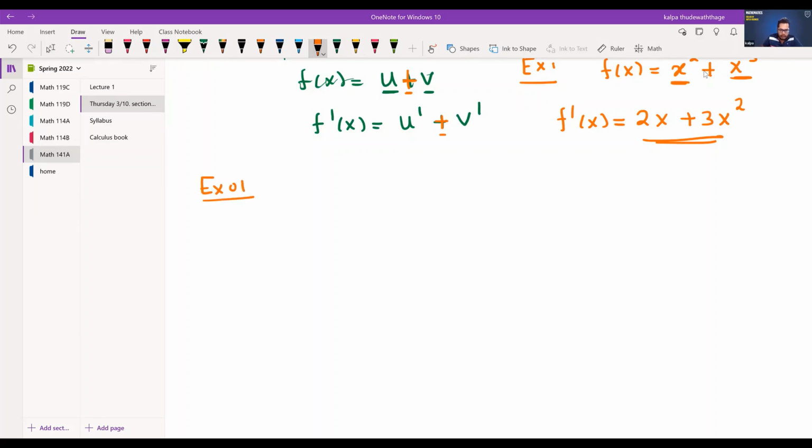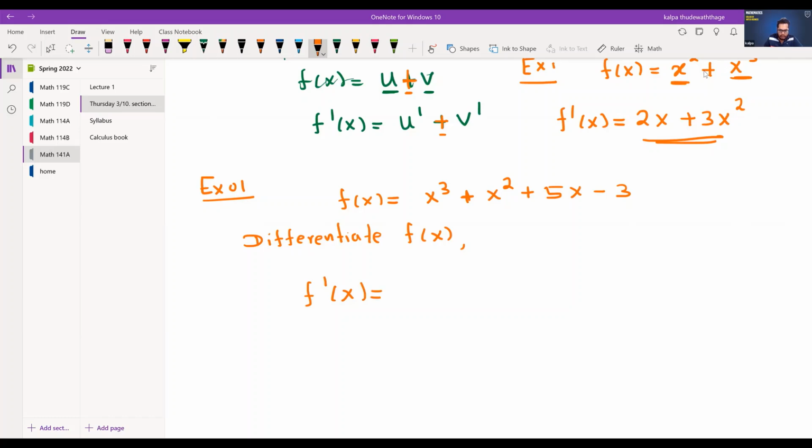Okay, another example. Let's say you have a function f(x) equals x to the power 3, plus x to the power 2, plus 5x, minus 3. This is my function. I need to differentiate this, or take the derivative of f(x). The derivative you symbolize as f prime.